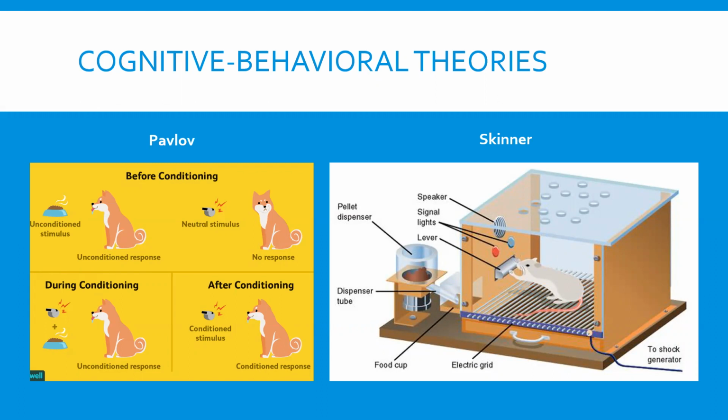However, there's also an electrical grid where if they tried to cross a certain line, they would be shocked. That was a negative association or a punishment. So it trained the rat to press the lever instead of trying to escape the box so that they could get the reward that they wanted.